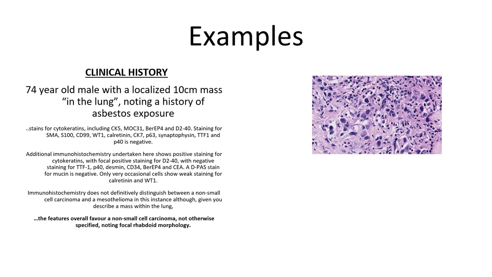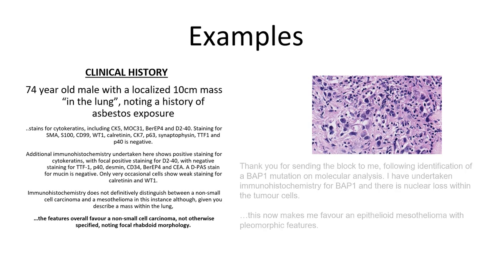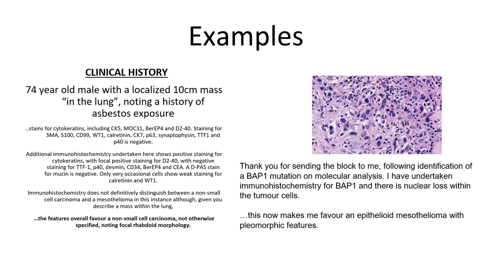Here's an example of someone with a localized mass. The immunohistochemistry was not definitive despite several rounds. Because of the Ber-EP4 staining and the MOC31 staining, I favoured this being a non-small cell carcinoma as it was localized. We sent it off for molecular testing for potential targets, and it came back with a BAP1 mutation. And as earlier, given the rarity of BAP1 mutations in lung cancer, this made me change my diagnosis to epithelioid mesothelioma.